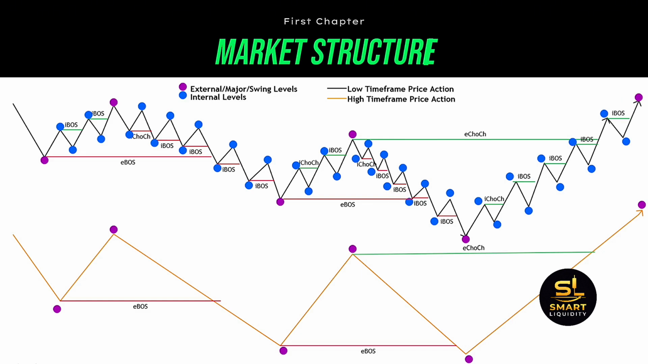We have marked with the purple dots every external level, with the blue dots every internal level. The price action from above, so the black lines, is the low time frame price action, and the one below with the orange lines is the high time frame price action. The direction and price is the same in both time frames, only the action and structure we see is different, and the structure is very important for traders to analyze setups.